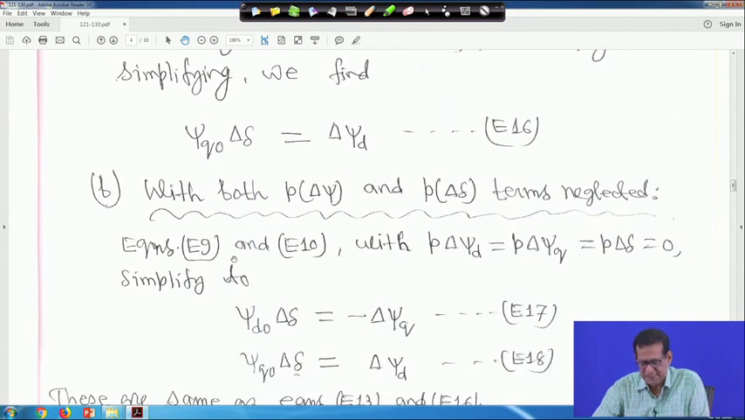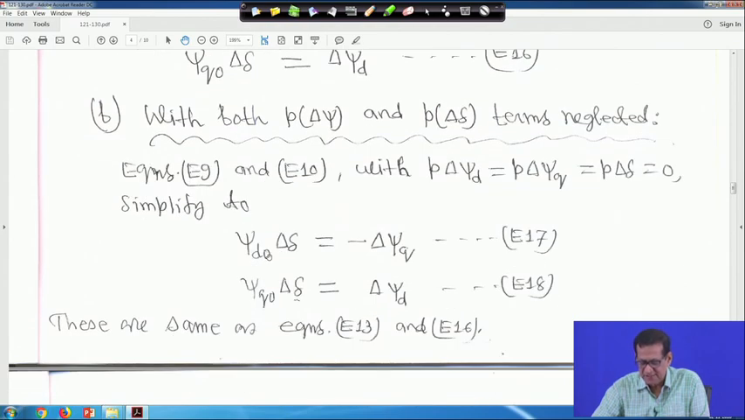That means in equations E9 and E10, we set p delta psi d equal to p delta psi q equal to p delta delta equal to 0. That means we are neglecting these. If we do so, you will get psi d 0 delta delta is equal to minus delta psi q, and psi q 0 delta delta is equal to delta psi d. This is E17, this is E18, and these two equations are the same as E13 and E16.